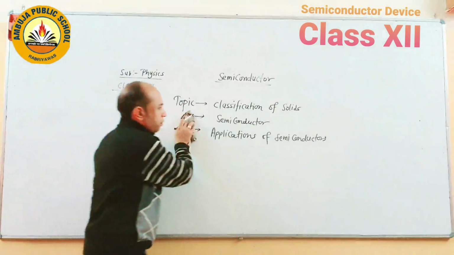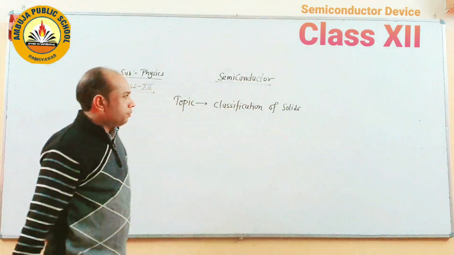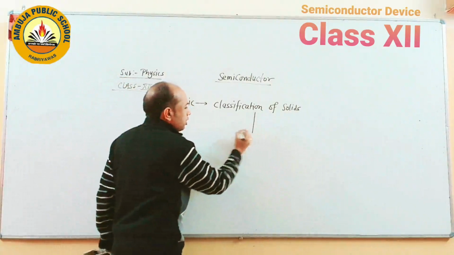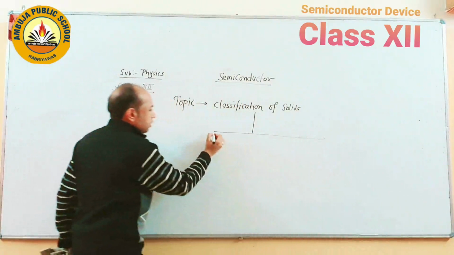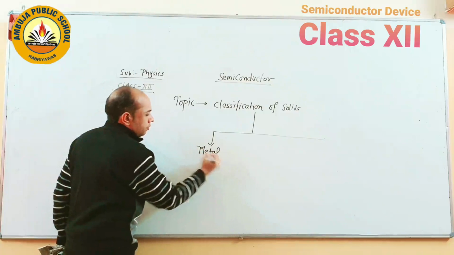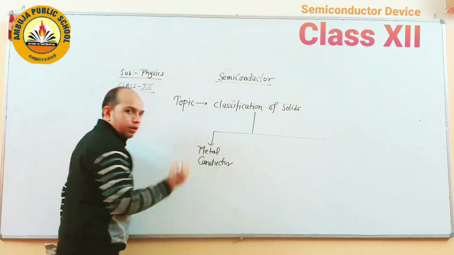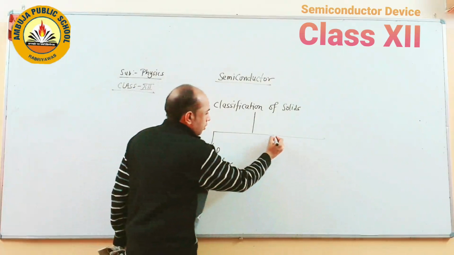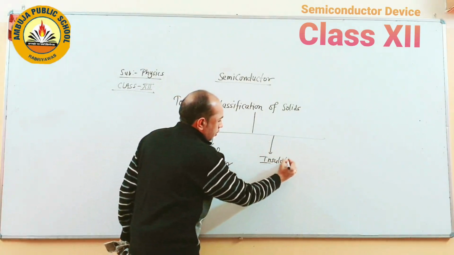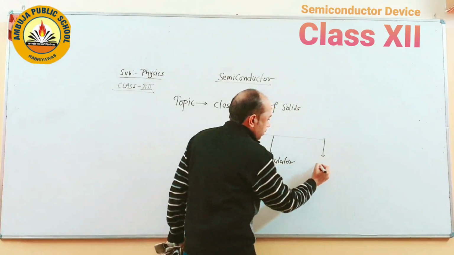So first we start with the topic classification of solids. So students, as we know, solids may be classified in three broad categories. First one is metal. This is called conductor. Second, insulators. And third one is semiconductor.